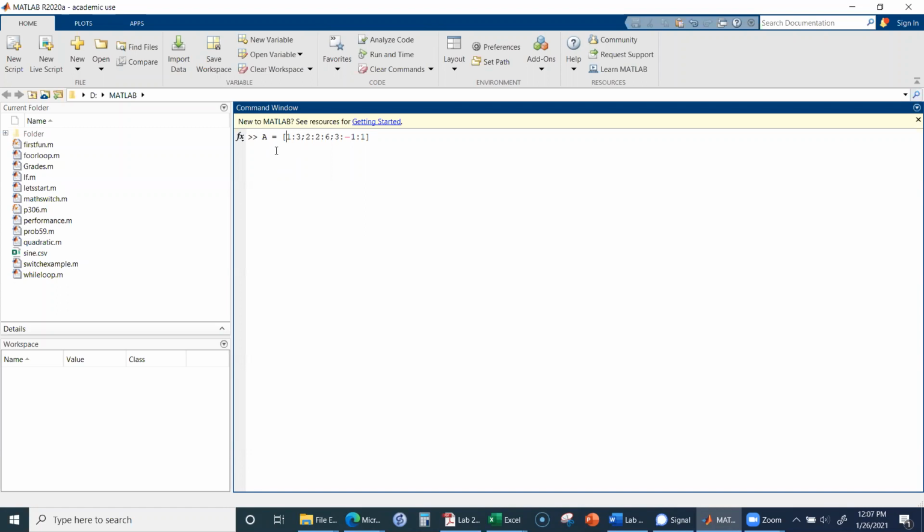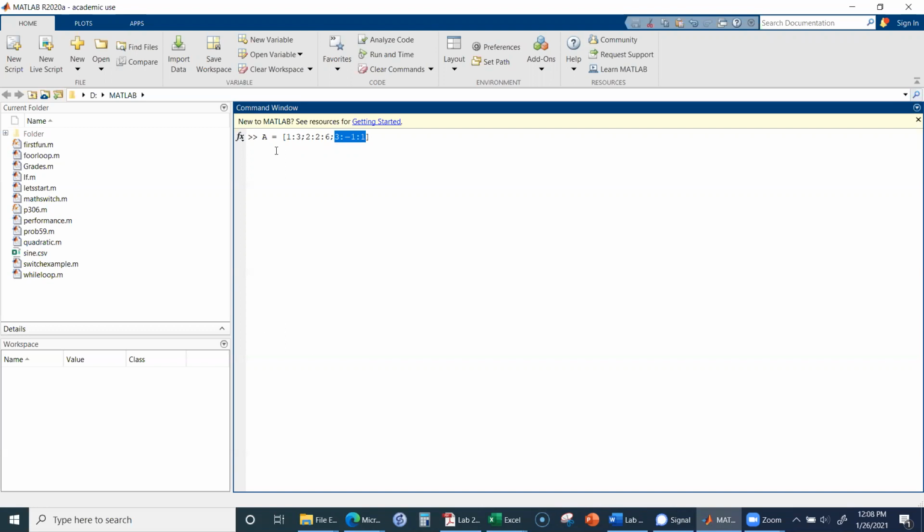In the first case we were using only 1 colon. When we are using 1 colon, by default it means the value will be incremented by 1. But when we are using 2:2:6, the value will increment by 2. So it will be 2, 4, and then 6. And the next is also a 3 element row. So this is the third row.